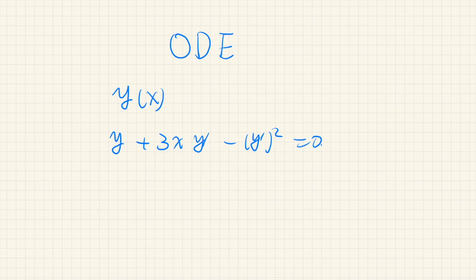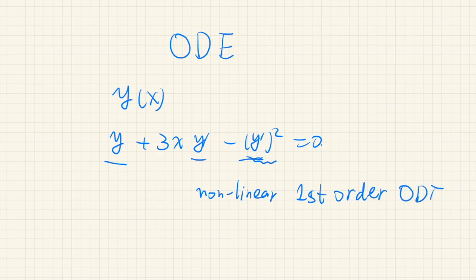This is an equation that involves the function y and its derivative, first derivative. And this term is also nonlinear because y prime is squared. So it's called a nonlinear first order ordinary differential equation.